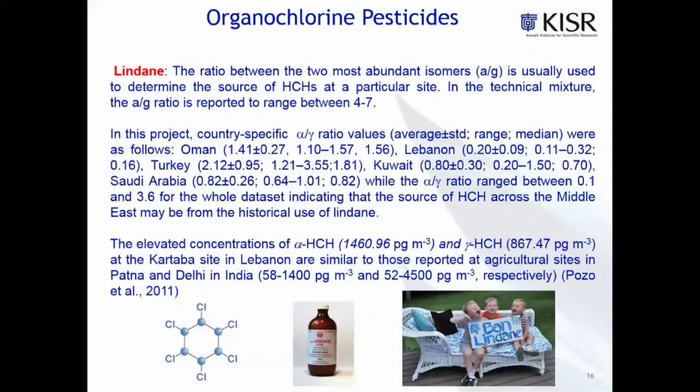Let's highlight some of the most important results we got in this study. As you know, the ratio between the two most abundant isomers, alpha and gamma, is used to determine the source of lindane at a particular site. In the technical mixture, the alpha to gamma ratio is reported to range between 4 and 7. In this project, country-specific alpha to gamma ratio values were as follows: Oman 1.41, Lebanon 0.2, Turkey 2.12, Kuwait 0.8, Saudi 0.82. While the ratio ranged from 0.1 to 3.6 for the whole data set, this indicated that the source of these lindanes across the Middle East may be from the historical use of lindane.